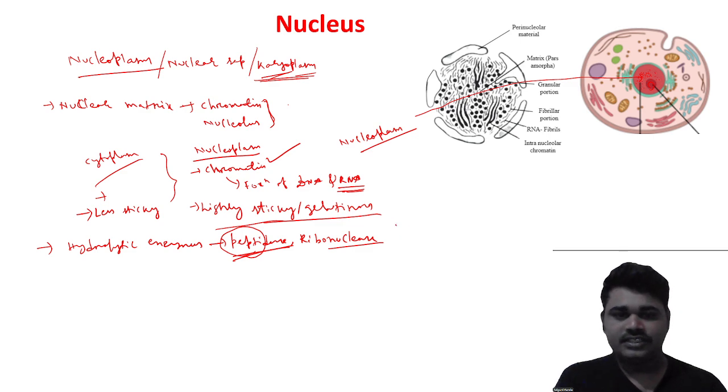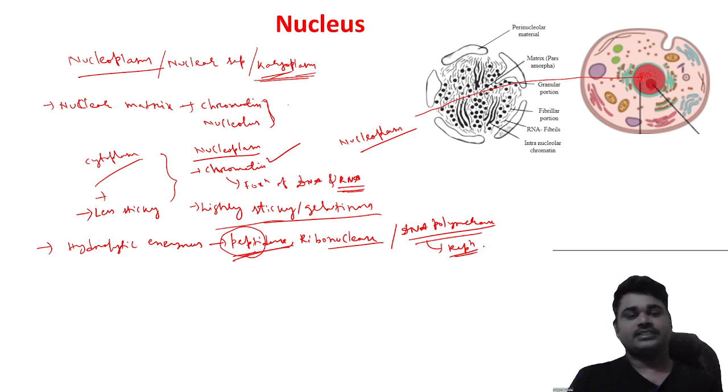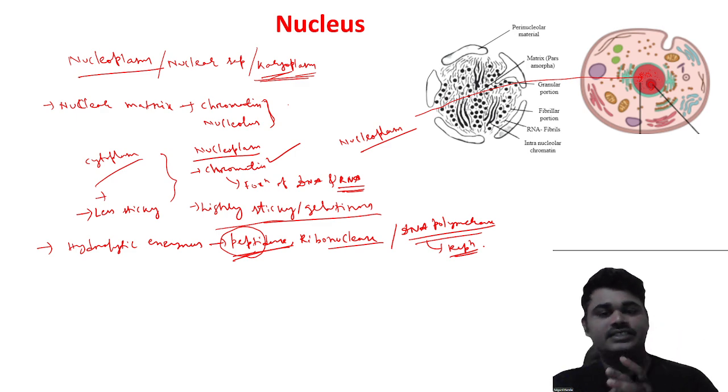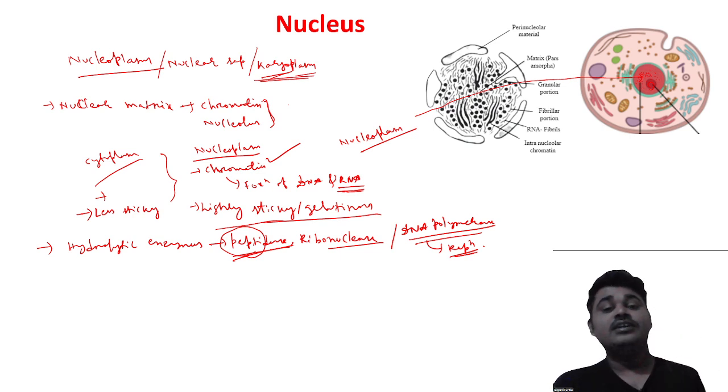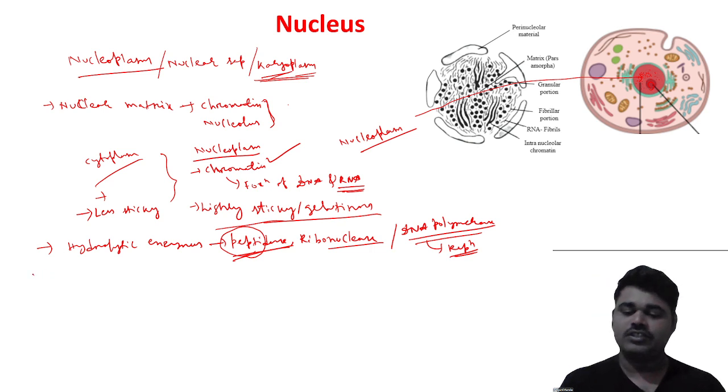another important enzyme is also present, that is called DNA polymerase. So DNA polymerase's main function is DNA replication. So the DNA replication enzyme DNA polymerase is also present inside the nucleoplasm and helps in the replication of the DNA. So this is the main important function of the nucleus, and other functions are also present.